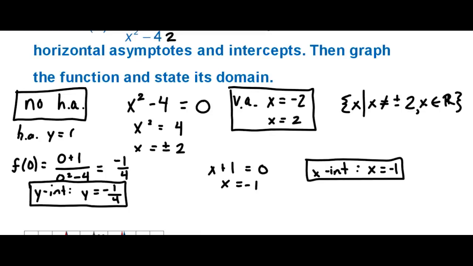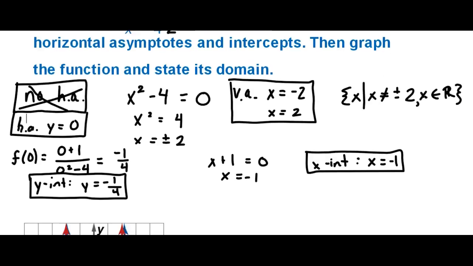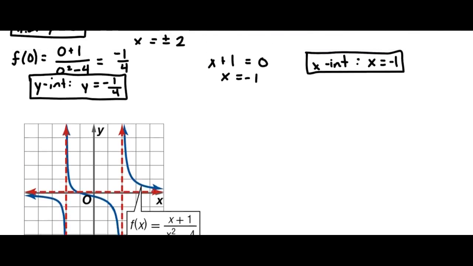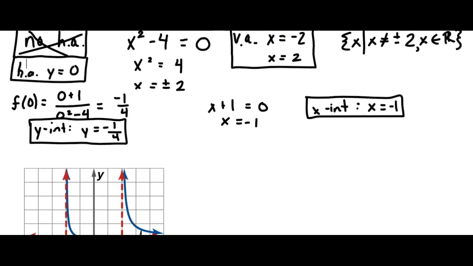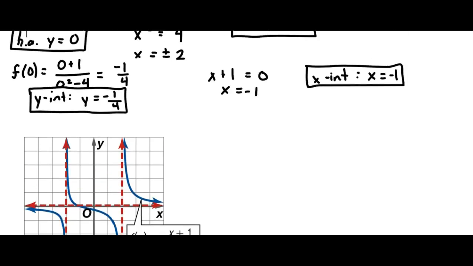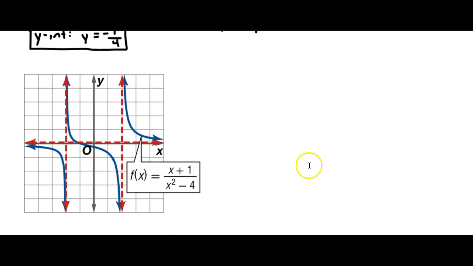Hopefully that didn't cause you too much confusion. But we do have a horizontal asymptote at y equals 0. And my vertical asymptotes are at x equals -2 and x equals +2. And as you can see, my x-intercept appears to be at -1, just like we predicted. And my y-intercept appears to be at -1/4.